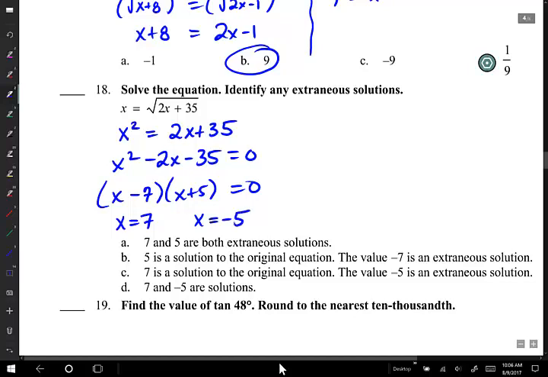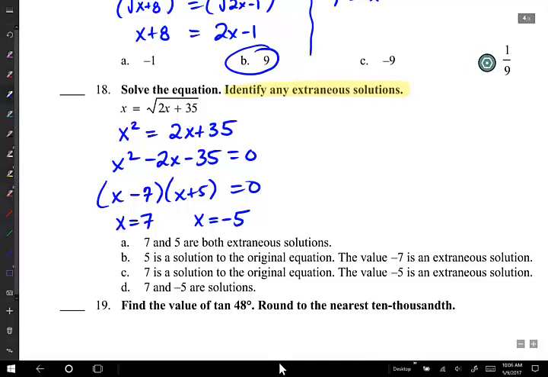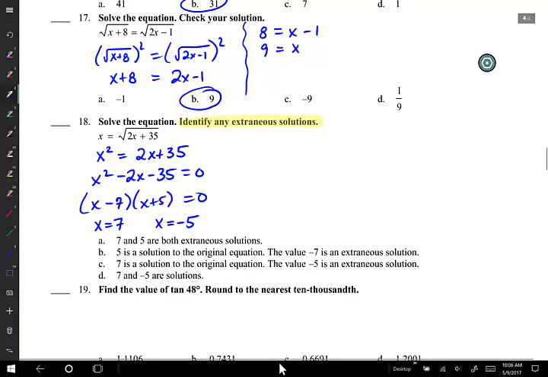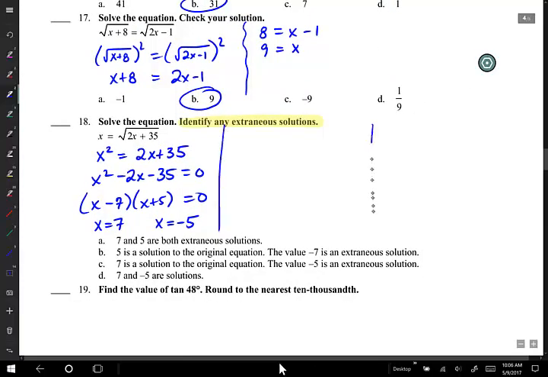Now it's interesting on this one, it says, identify any extraneous solutions. That's a little bit of a hint. What is an extraneous solution? It's an answer that does not work when you plug it back in. So, I have a little bit more space on this problem, so I'm going to draw 2 lines down here, and I'm going to go to the original problem, and I'm going to try the value 7.